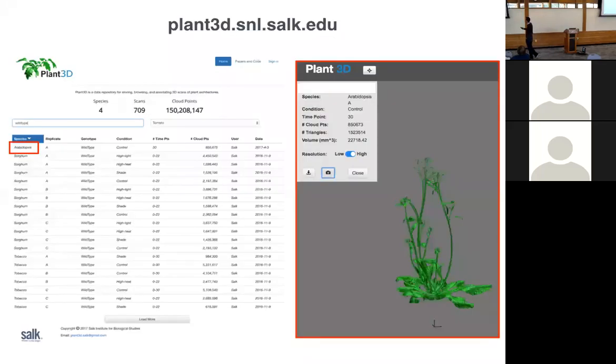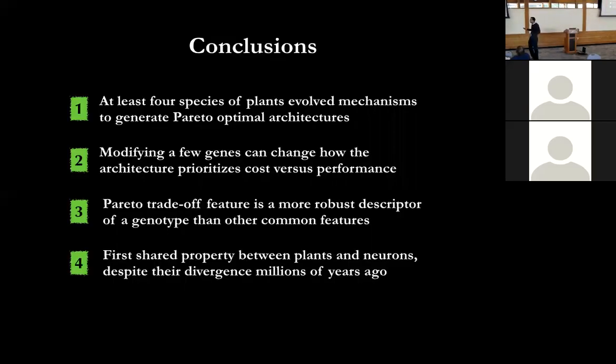So lastly, what I want to tell you is that we also have all our data, all the plant data, online and freely available for the community. Adam has scanned over 700 plants in the last couple of years. We have about 150 million cloud points representing our 4 species: Arabidopsis, tomato, tobacco, and sorghum, and all the mutants. And you can go in and visualize these things and do some basic analysis on this website as well. And if there are other questions that could be interesting with this data, please let me know, and I'm very happy to work with you.